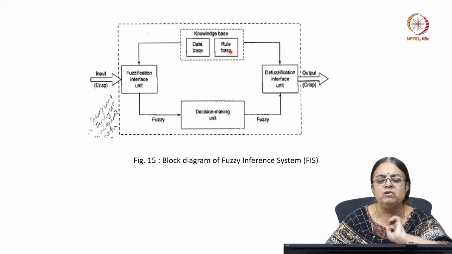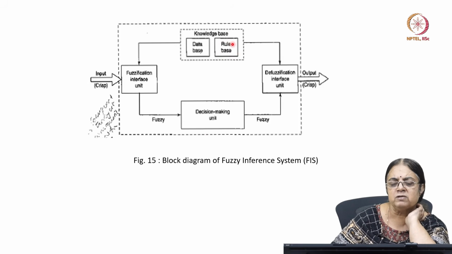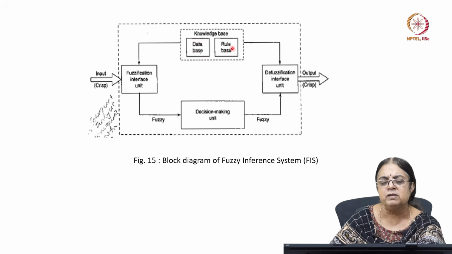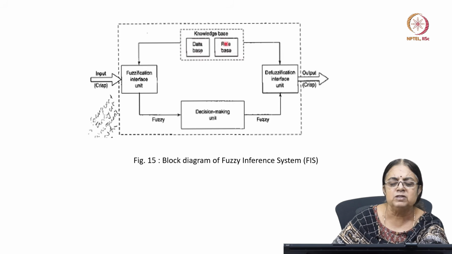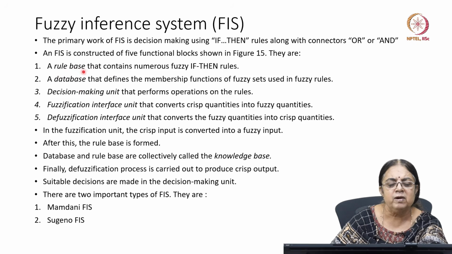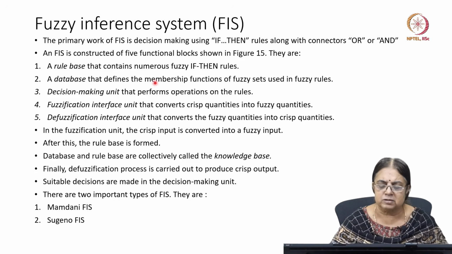So you have first of all a rule base which will consist of if then rules. And you have a database here, and this database basically holds the membership values for all the variables which you are using in your rule base. So you have a rule base which contains fuzzy if then rules, and you have a database which defines the membership functions of fuzzy sets which are used in the fuzzy rules.